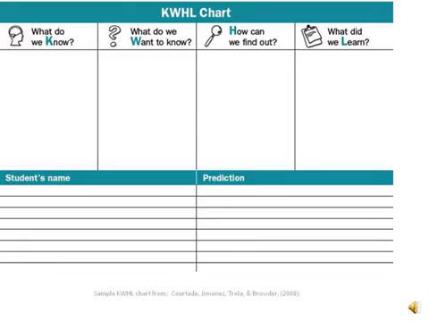Here is a KWHL chart from the curriculum Teaching to the Standards in Science, published by Attainment Company. You'll notice that there are 4 boxes that the teacher or students fill in as they progress through the science inquiry lesson. There's also an area at the bottom for the student's name and whatever prediction they may have later. So, using this chart, the first box is what do we know, the second is what do we want to know, then how will we find out, and finally what do we learn. Throughout this module, we'll refer to this chart as a KWHL chart.